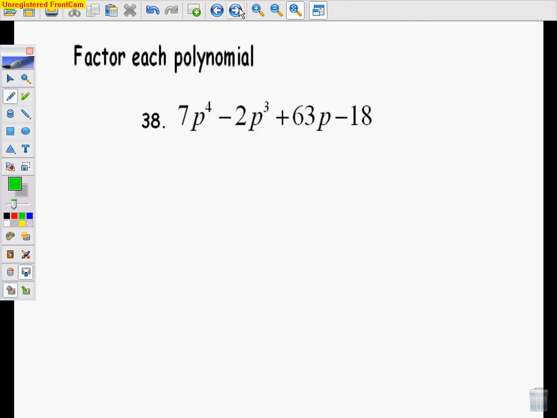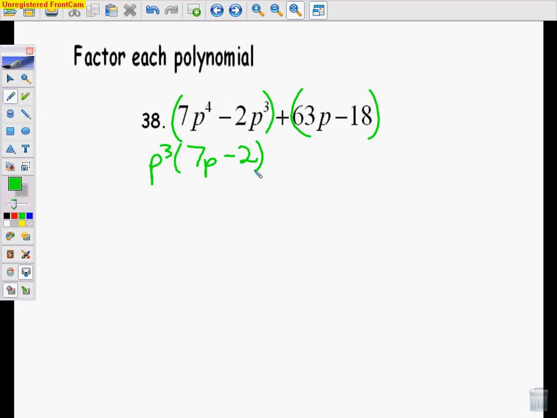All right, moving on. This one. You already have four terms in this problem. Once again, when you have four terms, you factor by grouping. So group the first two, group the last two. What's the GCF of this first set? Well, that would be p cubed, leaving you on the inside with 7p minus 2.